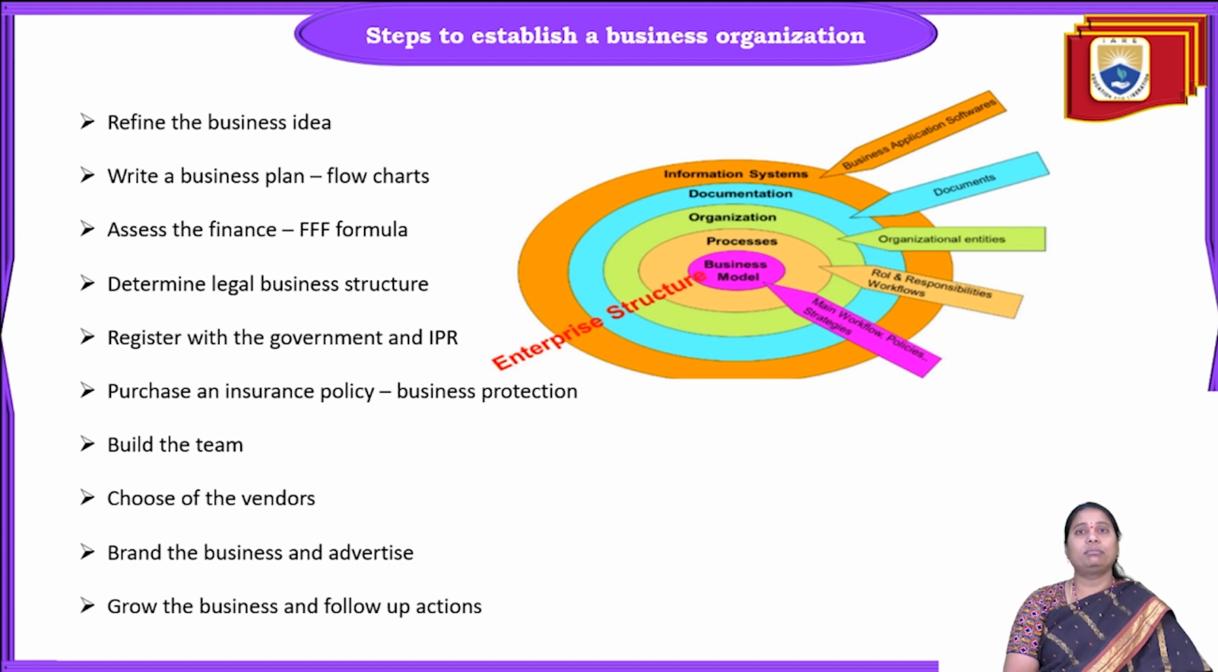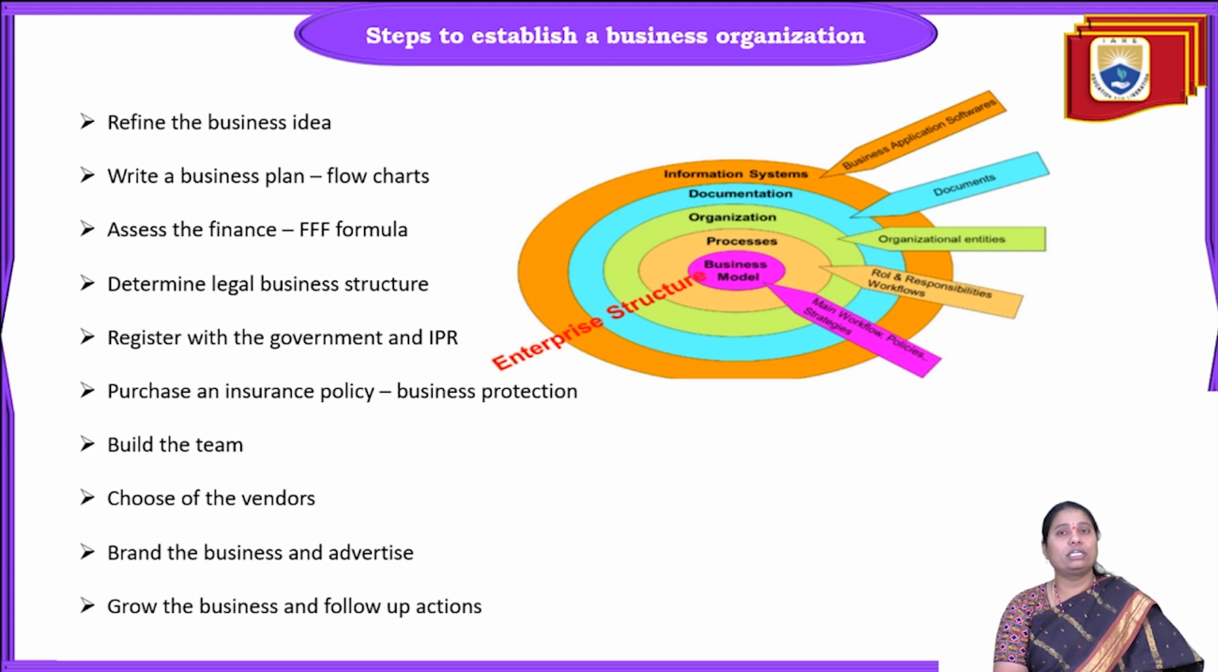First, it starts with refining the business idea, and then we need to write the business plan with the flow charts, that is the organization structure and all: how to start, when to start, where to start, and what to produce, etc. Access the finance, that is friends, family, and financial institutions. They can get the capital, and they have to get the legal approvals from the local and all the regulatory authorities. Register with the government and intellectual property rights. They have to protect their ideas.